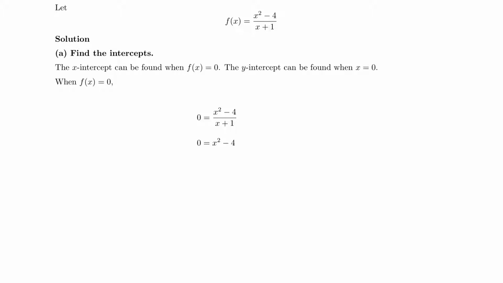Now we can factorize x squared minus 4 using the difference of two squares to write this as x minus 2 times x plus 2. It follows that the x-intercepts are x equals plus 2 and x equals minus 2. Now to find the y-intercept, we need to set x equal to 0. Simply substituting x equals 0 into our function, we get negative 4, as shown here.